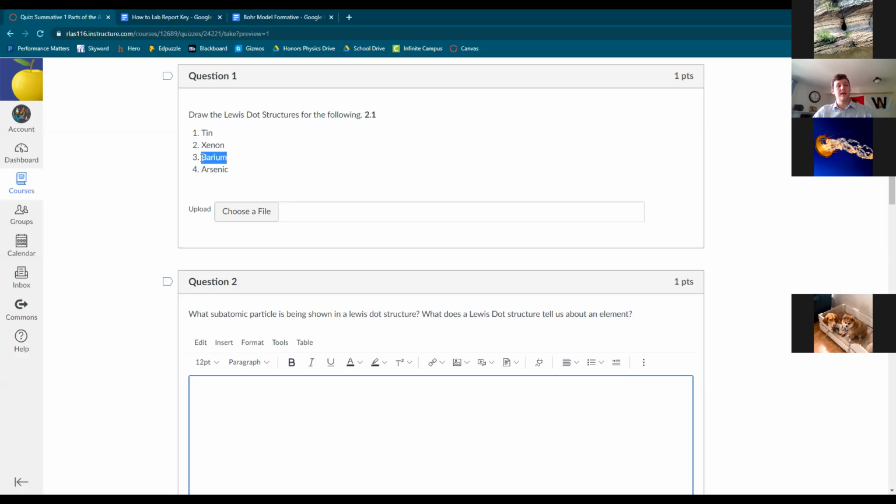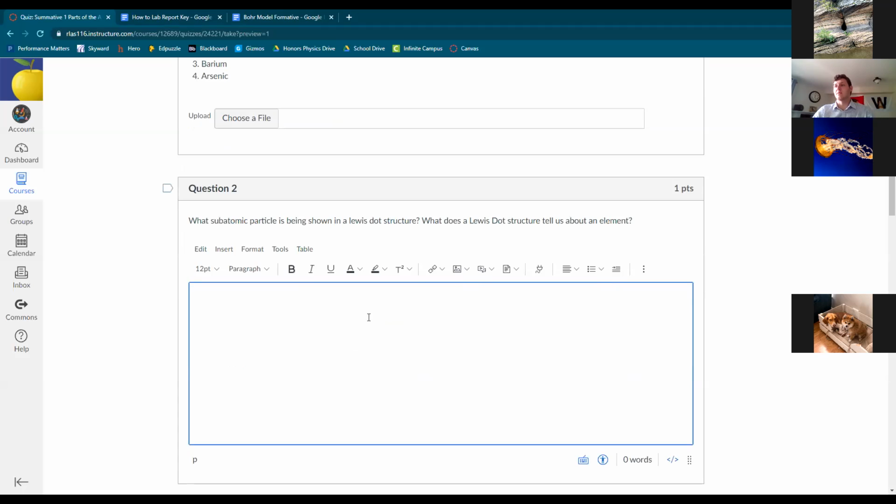Barium has 2 valence electrons, so I was looking for 2 dots around barium. And arsenic has 5 valence electrons, so I was looking for 5 dots around arsenic. So that's what I was looking for here. This one was also part of 2.1.